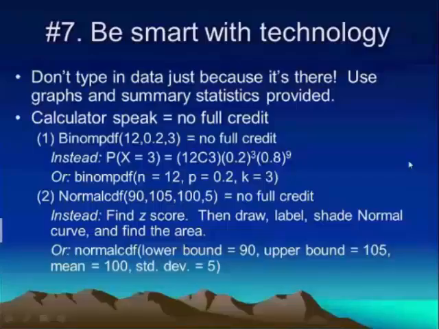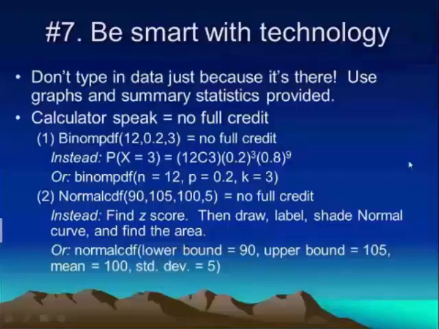The same thing would be true with number 2, the example of number 2 with normalCDF. My students love using normalCDF, especially when they're going between two boundaries like this example. It saves a lot of time, but if they just put normalCDF 90, 105, 100, 5, that will not result in full credit, even if they get the answer correct, because again, it's not good communication.